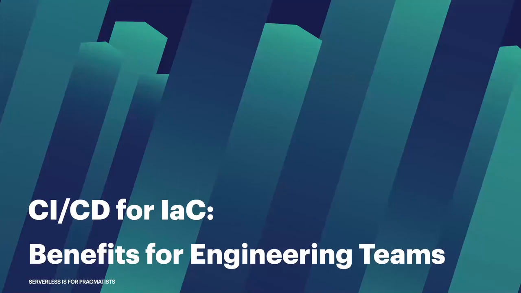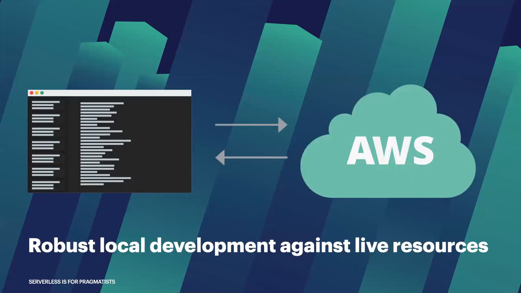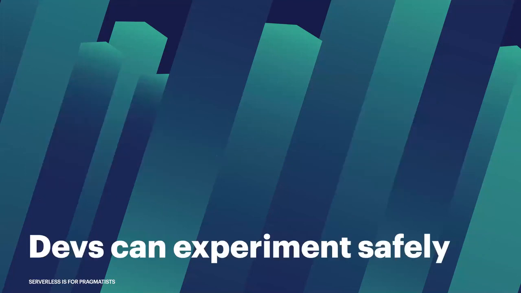So wrapping this all up, when we try to think about the benefits that this can provide for engineering teams, it means that you can have robust local development approaches against live resources by having infrastructure as code and the right CLI tooling to generate permissions and run your code within containerized environments that mimic, say, the AWS Lambda runtime. It means devs can experiment safely.